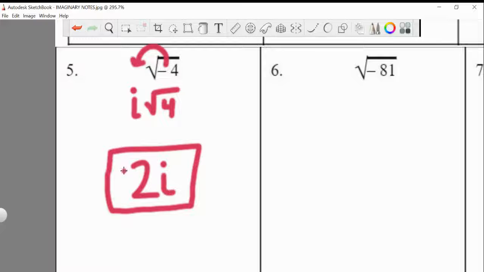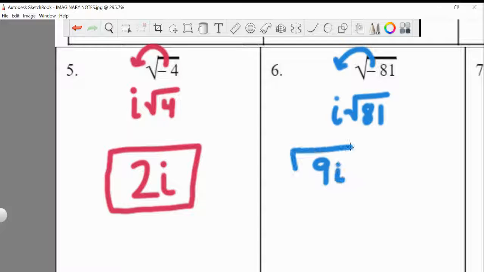Now, this 2i is not a real number. This is a totally fake imaginary number, and it is not just a 2. It is a 2i. The way this i will work is just like a variable, but we'll see that in a little bit. And so if you look at number 6, it's the same idea, right? This negative, we'll just bump it outside. We'll call it the i square root of 81. We cannot do this, but we can say it's the imaginary square root of 81. Then we do the square root of 81 and we get 9, and it's 9i. So that's a piece of cake.